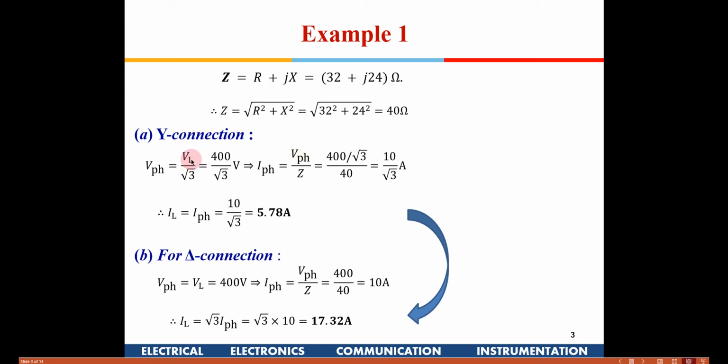Now to find out the phase voltage, the formula we require is VL, line voltage, divided by root 3. So 400 divided by root 3, and then to compute the phase current, it will be divided by Z, which is 40. So it gives 10 by root 3 ampere. Now to compute the line current, in a Y connection it is the same, whereas in a delta it is not the same. For a Y connected source and load, the line current is equal to the phase current, so you get the same.